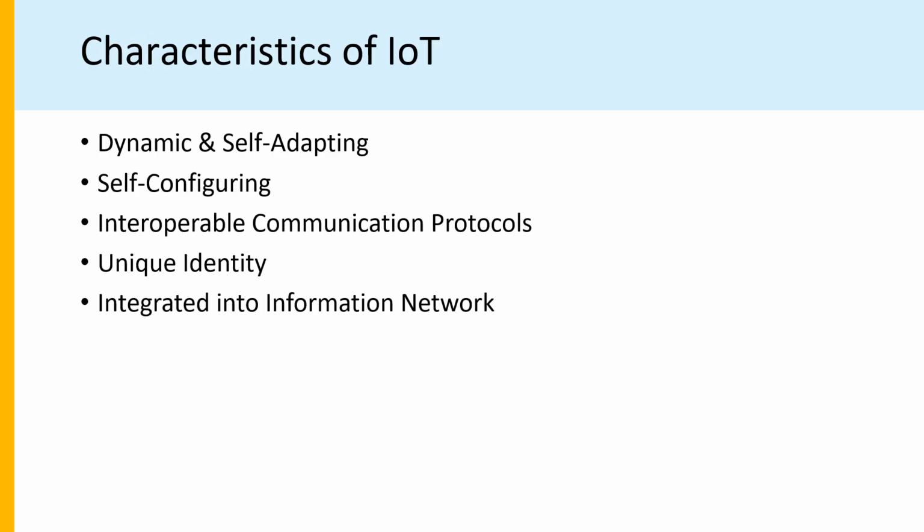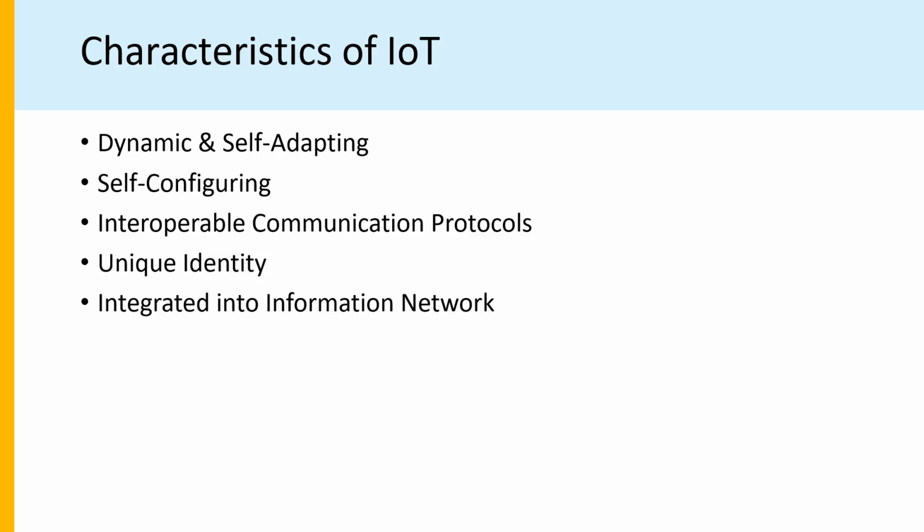Characteristics of IoT: dynamic and self-adapting, self-configuring, interoperable communication protocols, unique identity, integrated into information network. IoT devices and systems may have the capability to dynamically adapt to the changing context and take actions based on their operating conditions. For example, a surveillance camera can adapt its modes based on whether it is day or night.